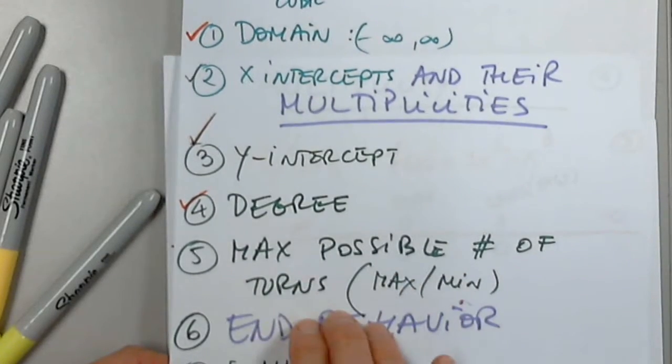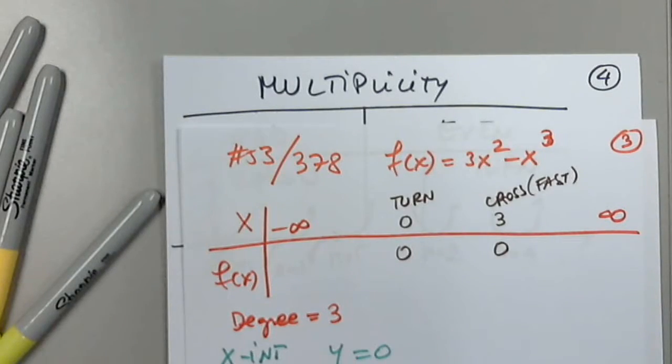Maximum possible number of turns. So let's look at x cubed one more time. This is x cubed, correct? How many turns does x cubed have? 3. That's the degree. Okay, follow my hand. Here's x cubed. How many turns? 2. Right? 1. Turn means this. I see. So maximum or minimum. Exactly. So x cubed doesn't have any.